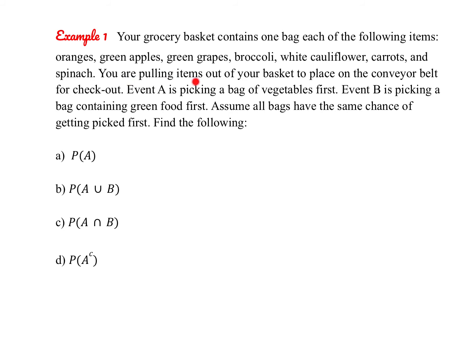So we are pulling items out of our basket to place on a conveyor belt for checkout. Event A, we're calling, is picking a bag of vegetables first, and event B is picking a bag containing green foods first. So we're going to be finding a few different probabilities. First, let's find the probability of event A happening. That would be the number of outcomes in event A over the total number of outcomes.